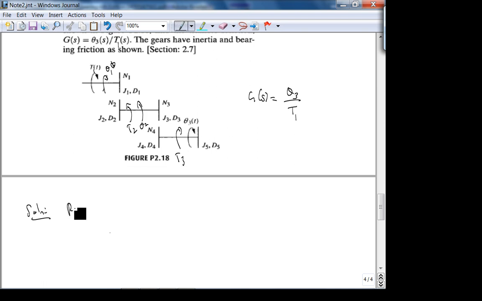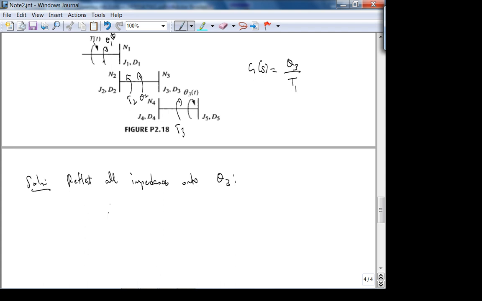So reflect all impedances onto theta 3. Okay, because that's what is being asked for. So S squared JEQ plus SDEQ plus K times theta 3 of S equals T3 of S, right? All right, so let's go. So what's JEQ?